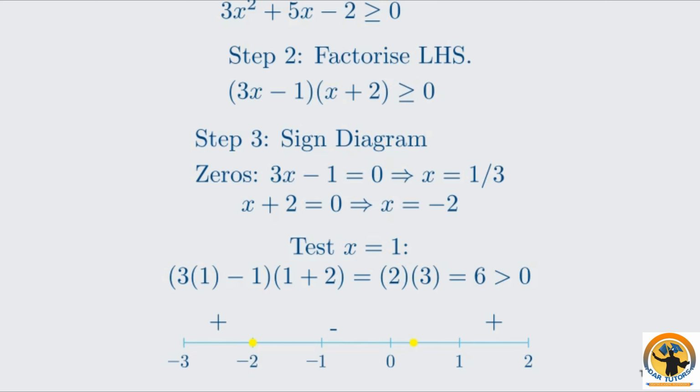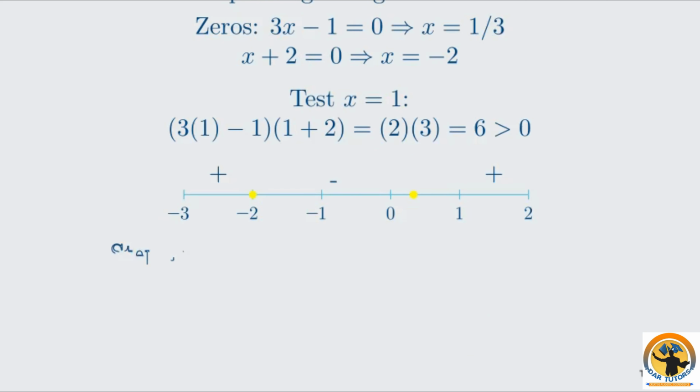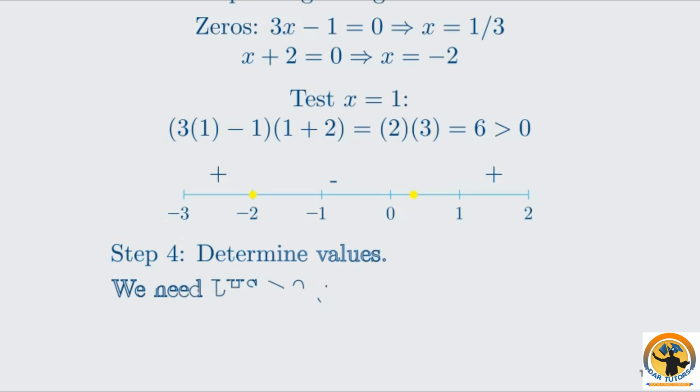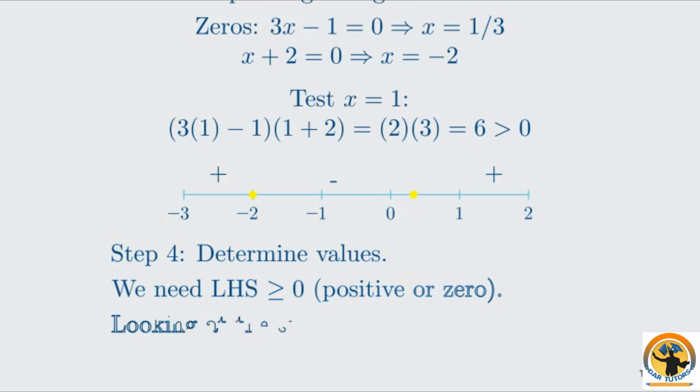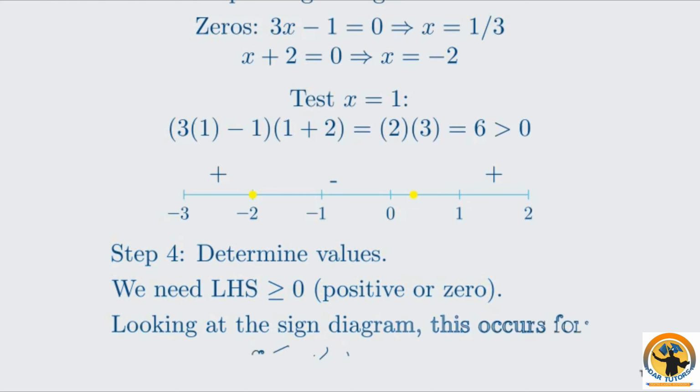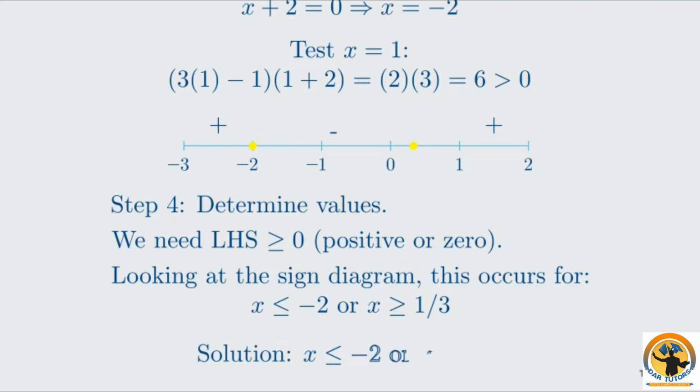Step 4 is to interpret the sign diagram. Our original inequality was greater than or equal to 0. This means we are looking for the intervals where the function is positive or 0. From our sign diagram, this occurs when x is less than or equal to -2, or when x is greater than or equal to 1/3. This is the solution to our quadratic inequality. In this scene, we successfully used the 4-step method with a sign diagram to solve a quadratic inequality.